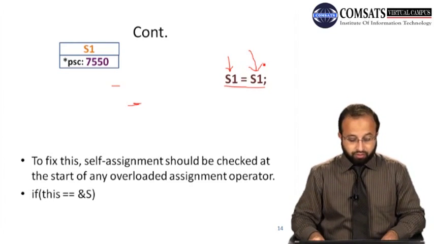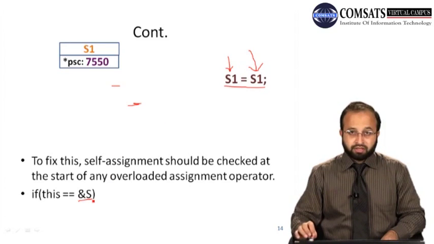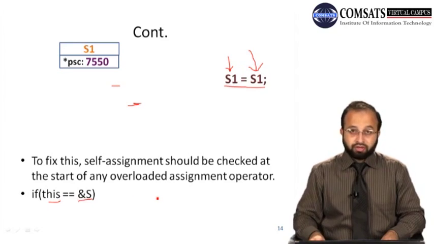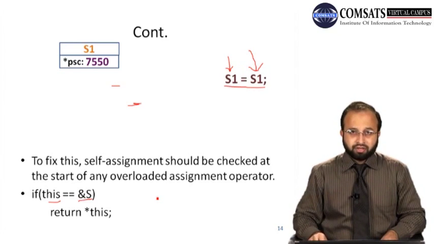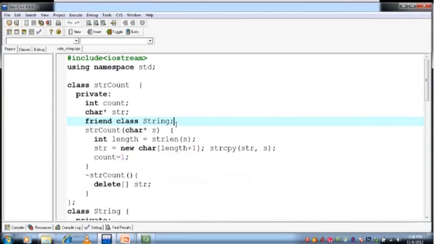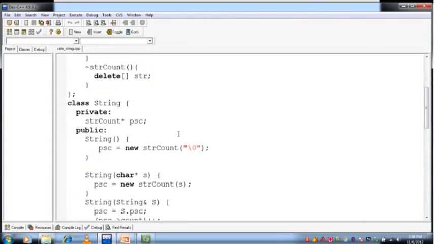So this is how we can check. So if this is equal to and s, so and s is the address of the object of a string class that is passed by parameter to this operator equal function, function को as a parameter pass हुआ है, and this is the invoking object address. So if both addresses are same, this means that there is a self assignment and you can return static this, right? Let's go to the program. That is the program.